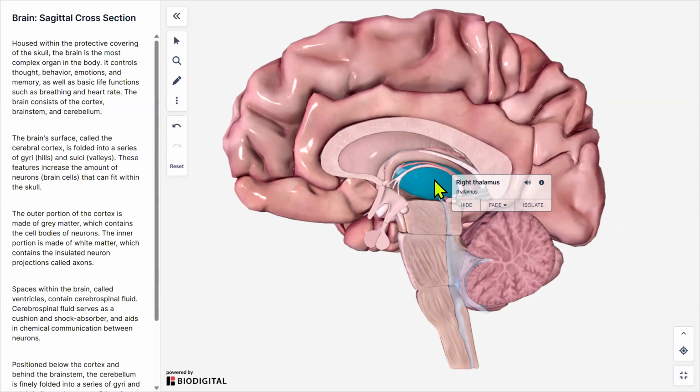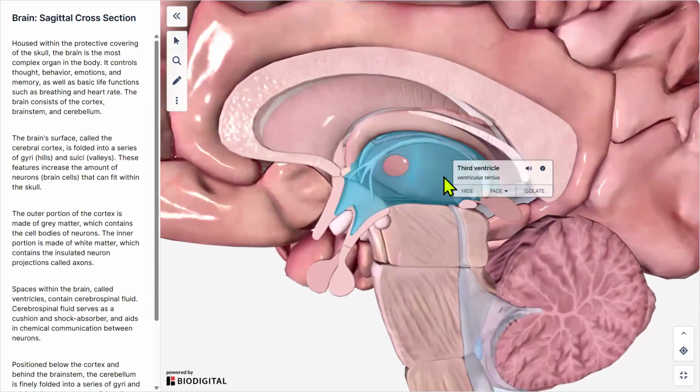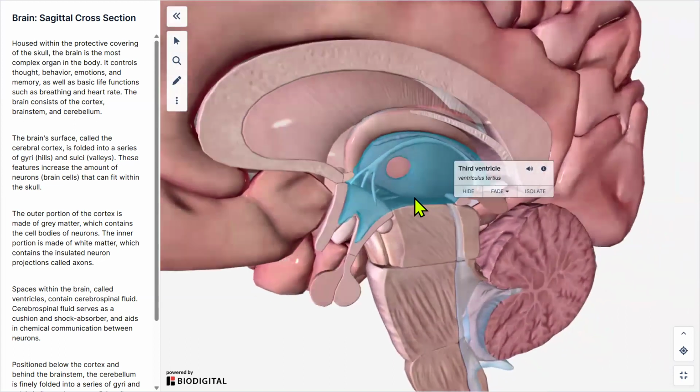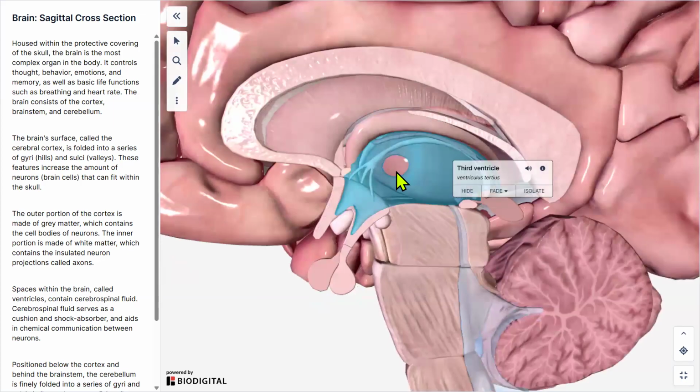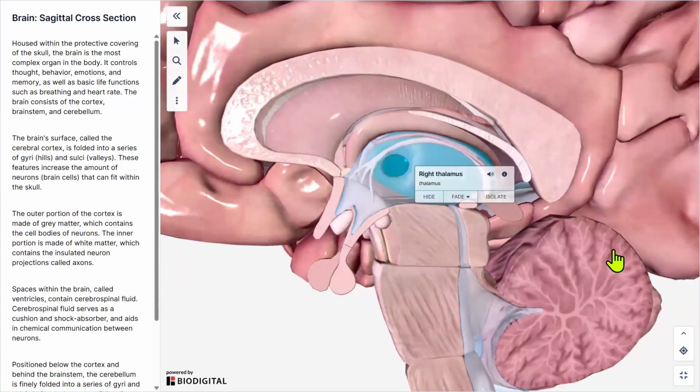A better way of thinking about it is the third ventricle is the space between the two thalamus that you have. Okay, so the third ventricle is right here. This whole thing is the third ventricle. It's just a gap, right? This is the space in front of the thalamus right there.